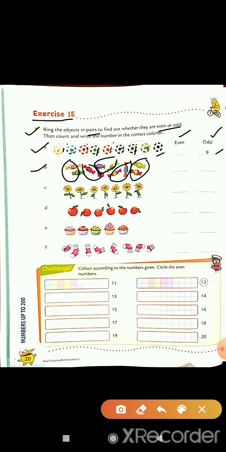First of all, 5 pairs are there, because we have circled 5 circles. So how many chocolates are there? In one pair, 2 chocolates are there. So 5 pairs are there. So the number of chocolates will be 10. Just count it. 1, 2, 3, 4, 5, 6, 7, 8, 9 and 10. So 10 is an even number. So you will write in the column of even. Got it, students?